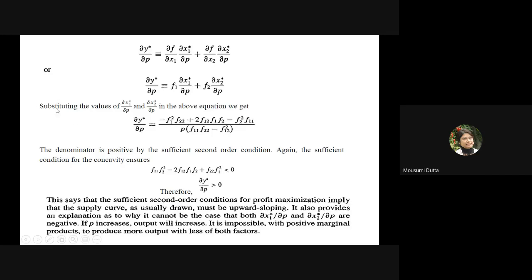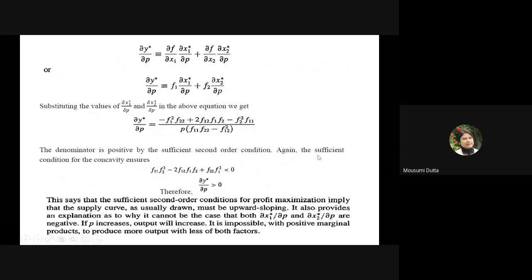So, del Y star by del P, finally substituting the values of del X1 star by del P and del X2 star by del P. Now, from where did we get del X1 star by del P, etc.? From this equation. We got these values from here. So substituting these two values here, we can finally find out the value of del Y star by del P, which is given by this format.